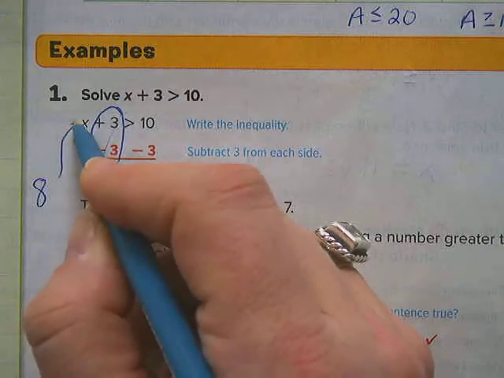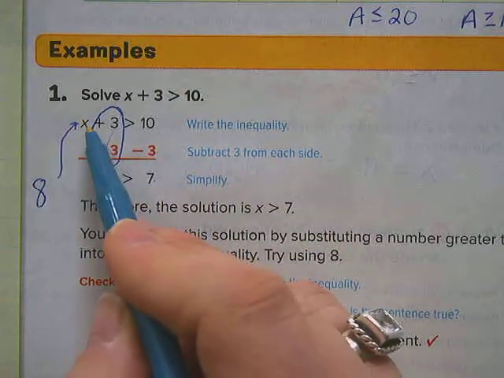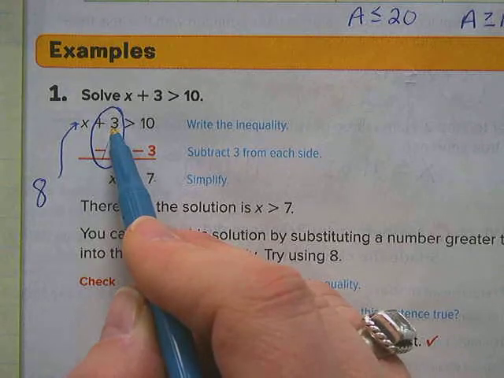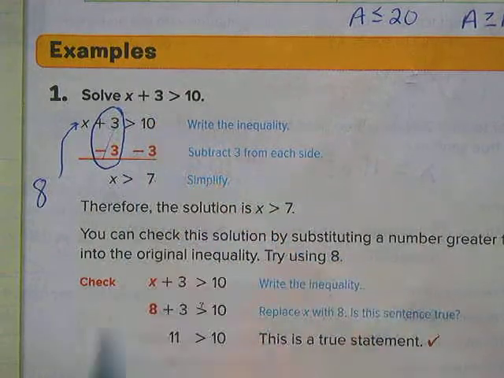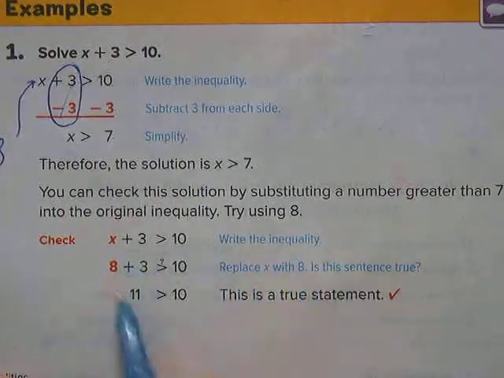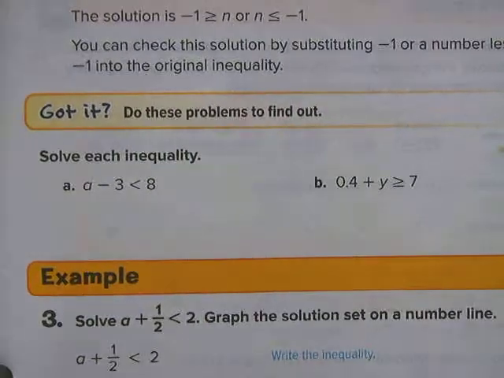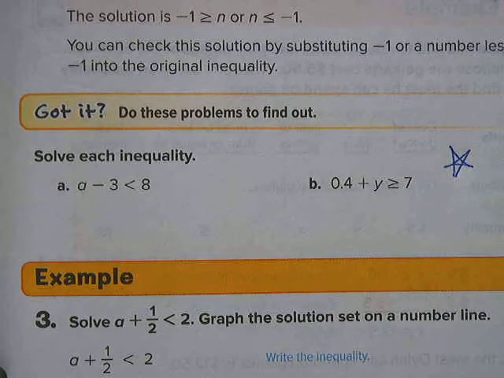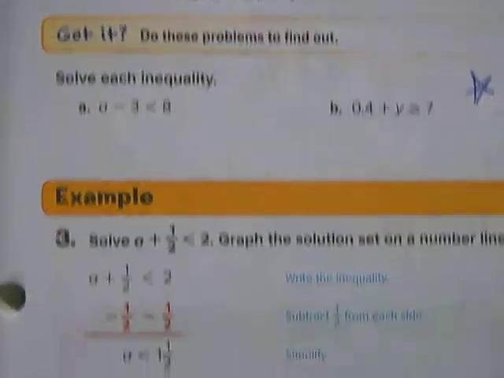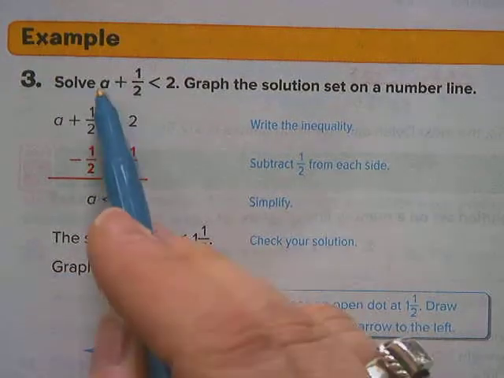So what I'd like you to do is pick an x value that's greater than 7. So let's say 8, and let's try it back up here in the original equation. If x was 8, what's 8 plus 3? Well, it's 11. Is 11 greater than 10? Yes, it checks. Please go to the adjacent page right in the middle, and please do these two Got It questions. Pause the video to complete that, and then restart when those are done. I will check these throughout the class period.